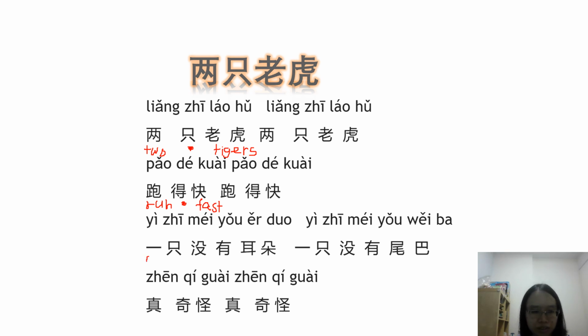一 is 1. 没有 is do not have, or in this case, does not have. 有 is have. 耳朵 is ears. Ear or ears.